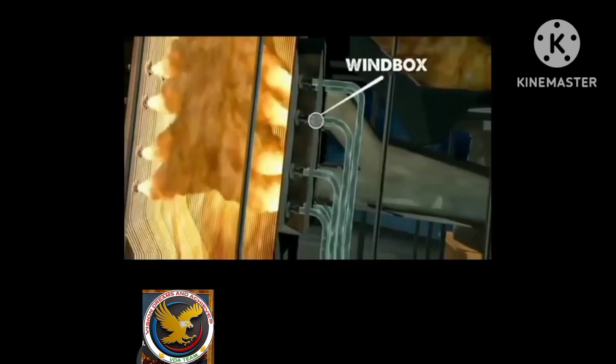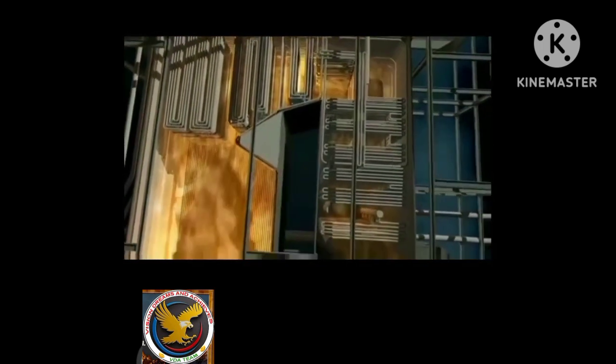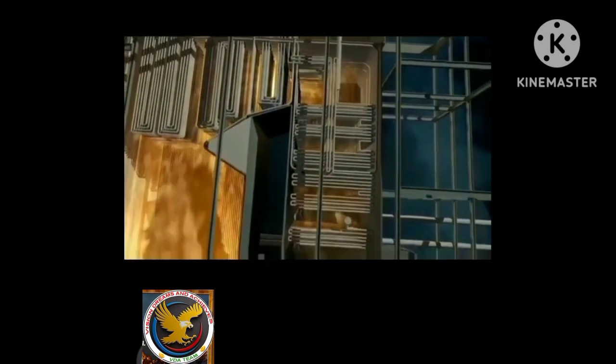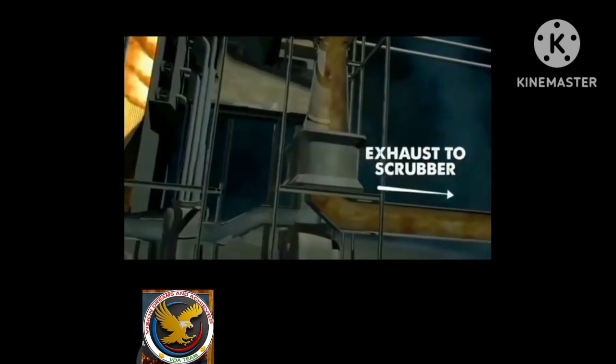The hot forced air and coal dust converge in the windbox, where the mixture is blown out through burners and ignited inside the firebox, transferring radiant heat to the water-filled tubes. The hot gases flow upward, heating the rest of the system through convection, before passing through the air preheater and ultimately flow into the scrubber, where pollutants are removed.